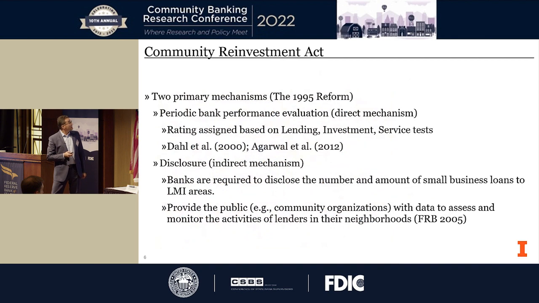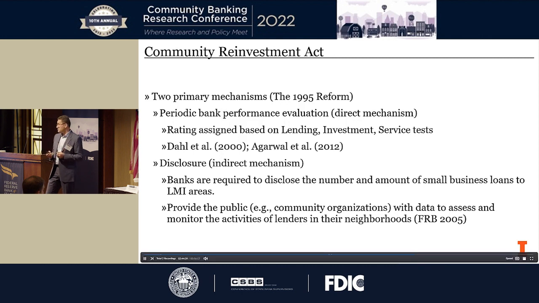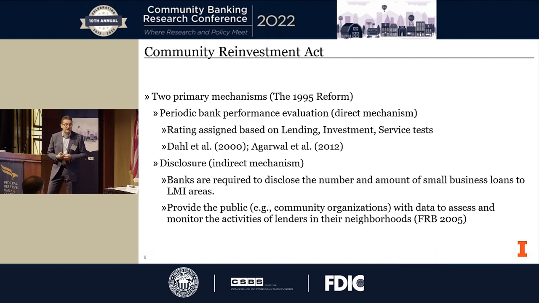In year 1995, the CRA Act got some more structure. Now the CRA Act is applied to banks through two different mechanisms. One, banks are subject to periodic performance reviews every 2 to 5 years, depending on their size. In these performance reviews, banking regulators visit the banks. They do lending, investment, and service tests, and accordingly, they assign a CRA rating. A CRA rating is a big deal if the banks want to expand, merge, or be acquired. Therefore, it's a big deal to have a good CRA rating.